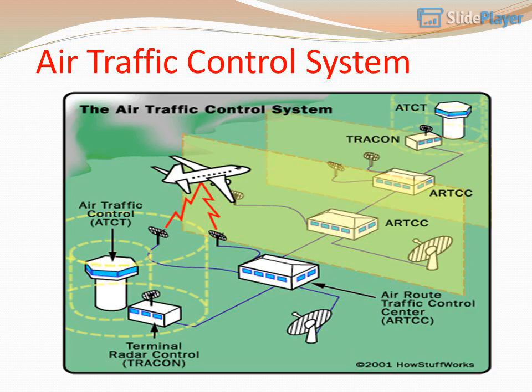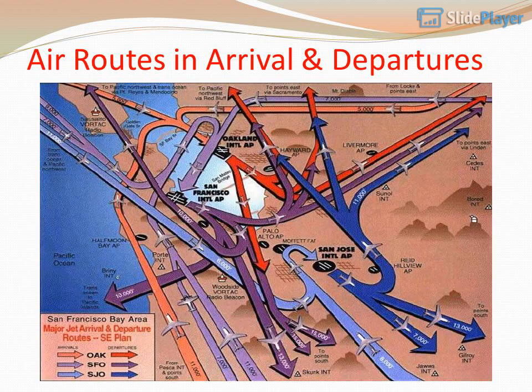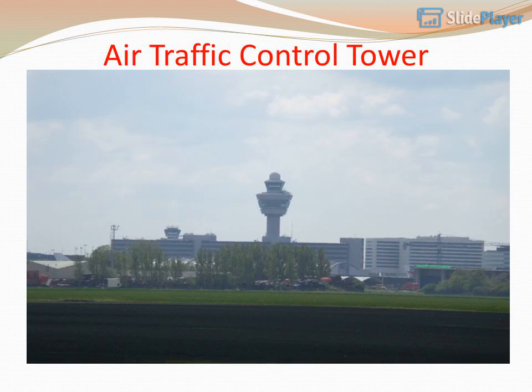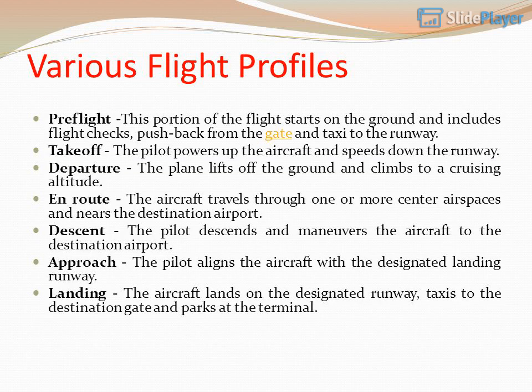Air traffic control system. Transmission of signals. Air routes in arrival and departures. Air traffic control tower. Flight profile. Various flight profiles.